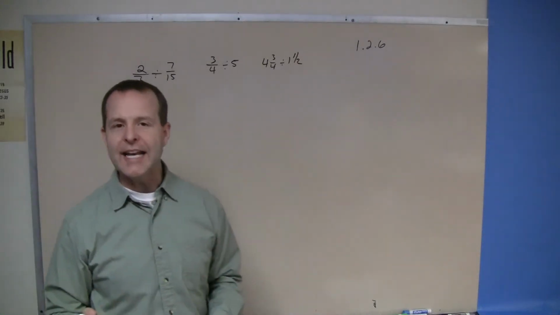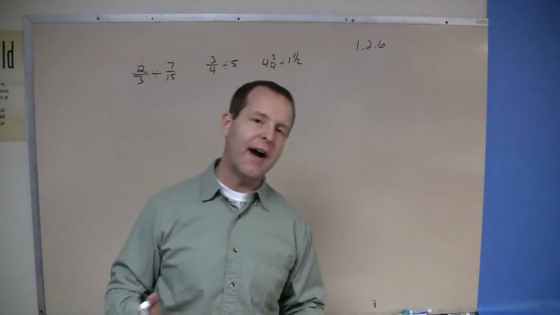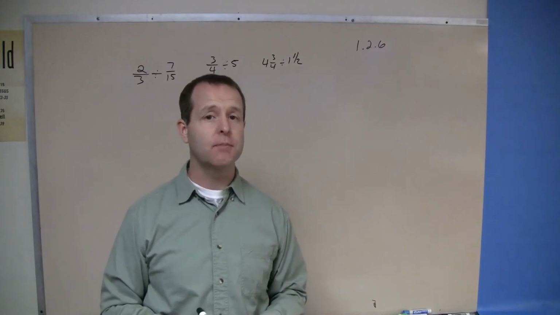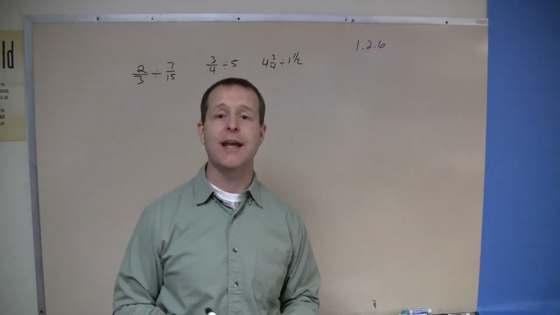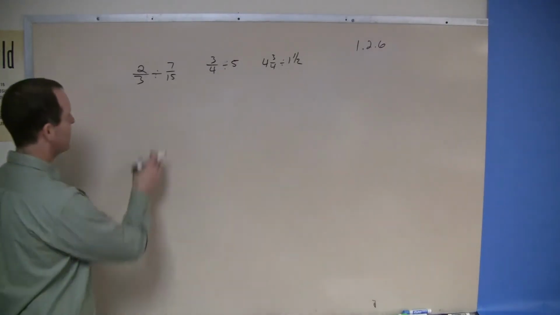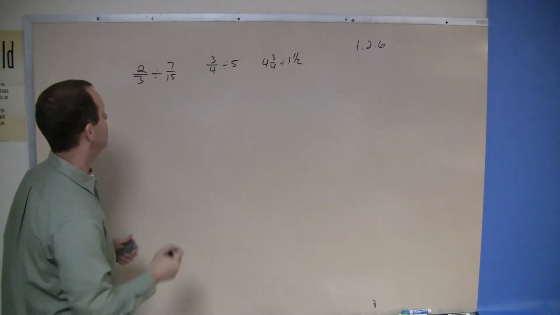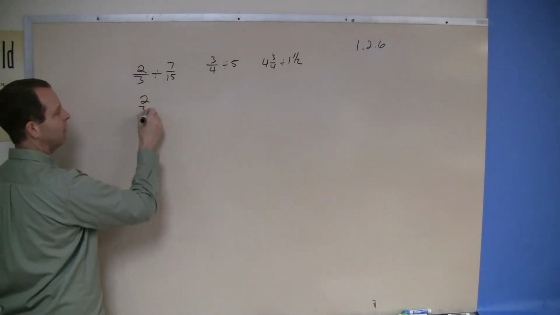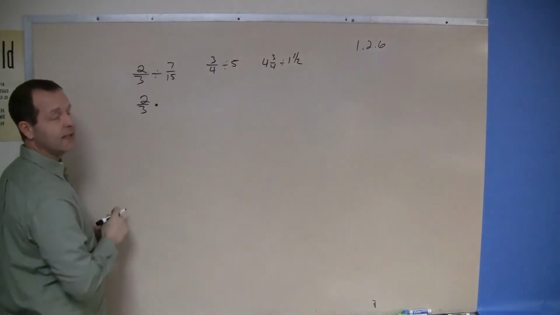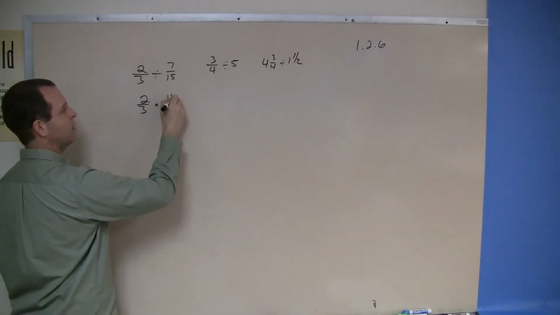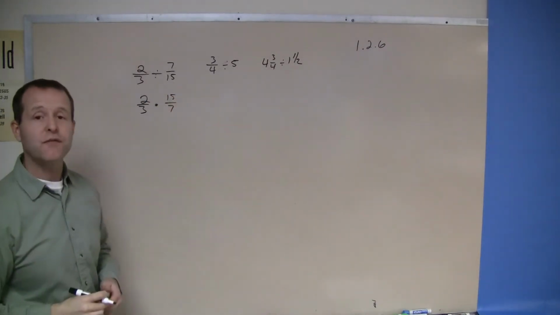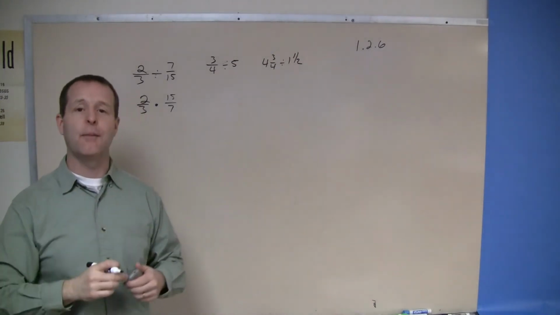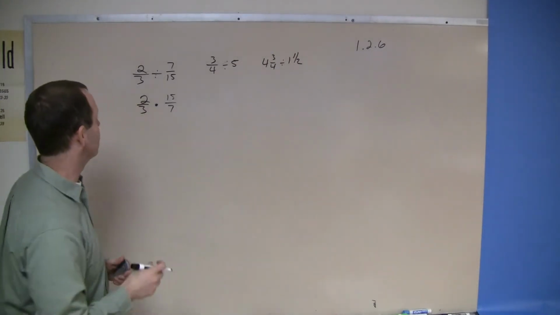Want to look at dividing fractions. When you're dividing fractions, it's very similar to multiplication. You're basically multiplying by an inverse. So in this first problem, what I mean by that is I'm going to take 2/3 and multiply it by the reciprocal of 7/15, which is 15/7. I'm just flipping it upside down. And then I'm going to treat it as a normal multiplication problem.